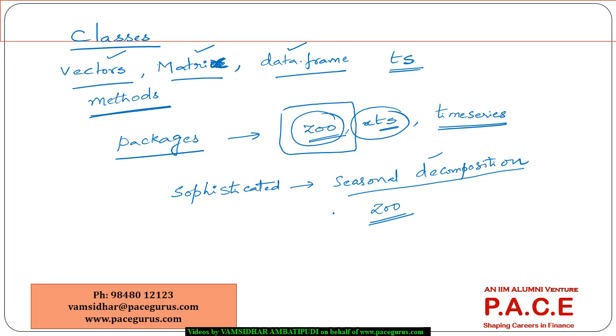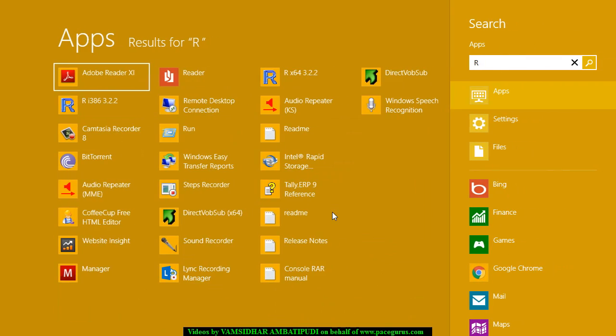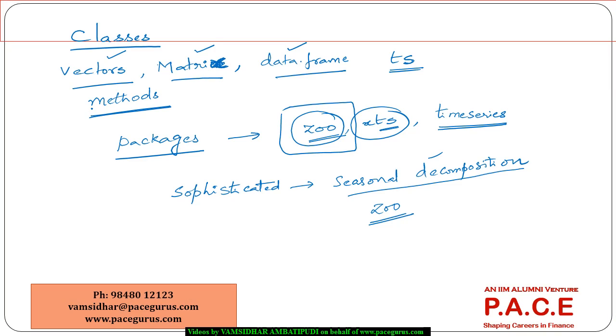So let's use this zoo object in R and work out the basic time series data storage and retrieval. It is one of the most widely used packages, so let's go ahead and install that particular package. Let me open R on my system.